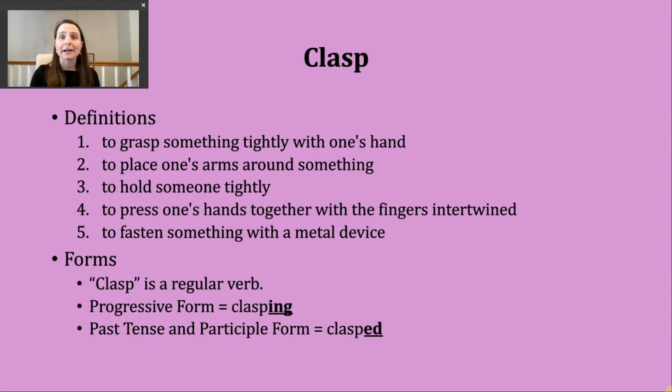Our base verb, clasp, ends in an unvoiced P sound. So our past tense ending is going to make a T sound. It should sound like this: clasped, clasped.